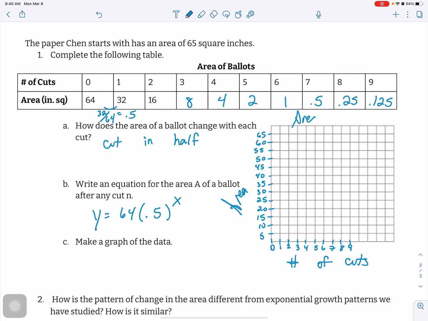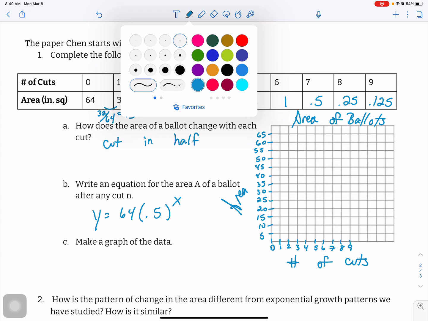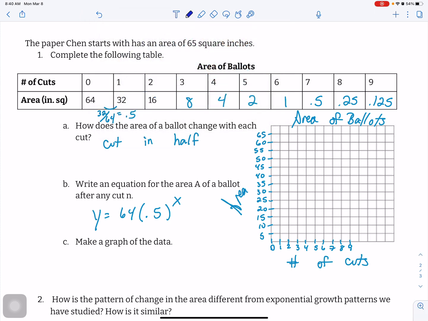I'm going to call it area of ballots. And if you need to pause, go ahead and pause as you're catching up here. And then we're just going to graph our points on there. So at 0, it's at 64. Estimate the best we can. 1 would be at 32. 2 is at 16.